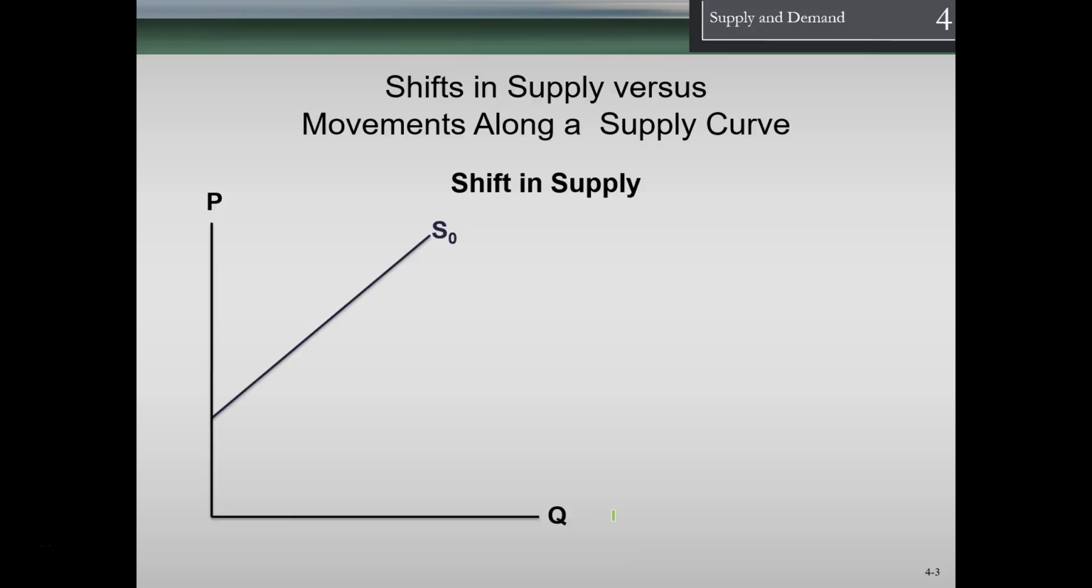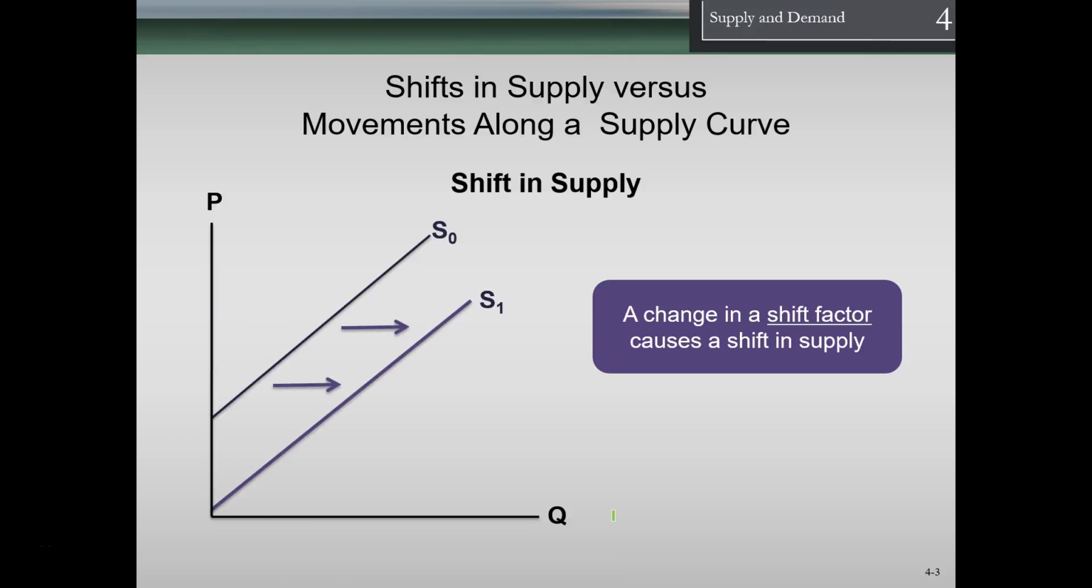So, shifts in supply versus movement along the supply curve. We just looked at movement along the supply curve. If a change in a shift factor causes a shift in the supply curve, that could shift at any given point. So at any given price, if we were producing a quantity here, and there was a shift outwards, then at that same price, we're going to produce out here. We're going to produce more in this case if we were shifting outwards at any given level.